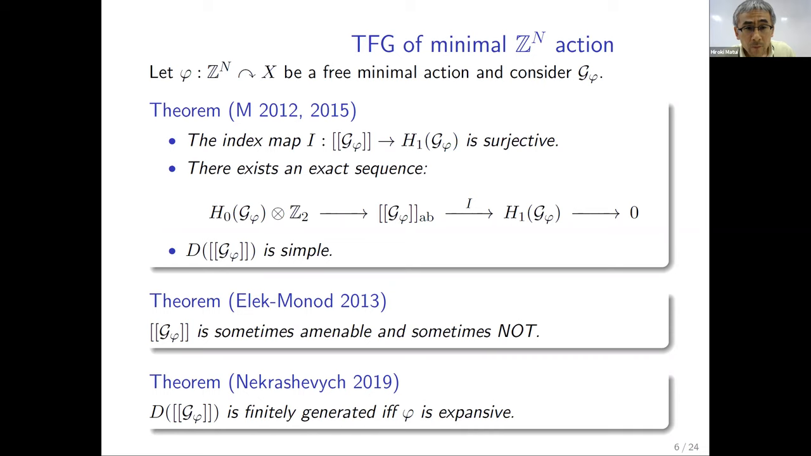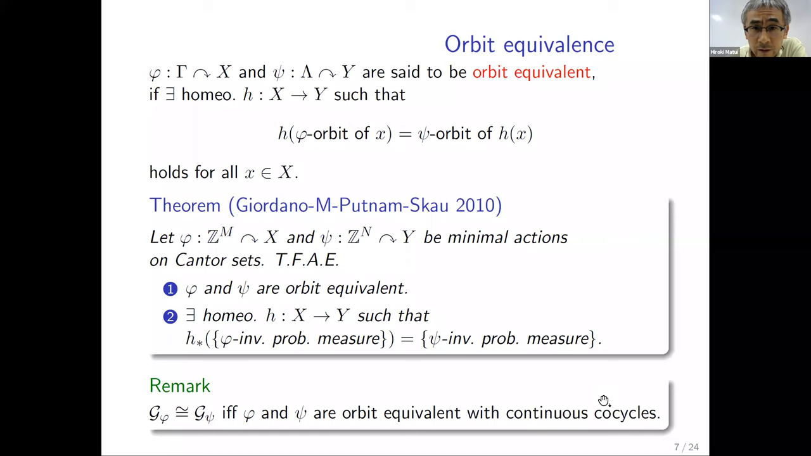So next, in this slide, I'd like to explain orbit equivalence, but this is a digression in this talk. So it's not directly related to topological full groups, but let me mention this briefly. Suppose we are given two topological actions on Cantor sets, phi and psi, actions of gamma and lambda, and they are said to be orbit equivalent or topologically orbit equivalent if we can find a homeomorphism h such that h preserves every orbit. Phi orbit is sent to psi orbit.